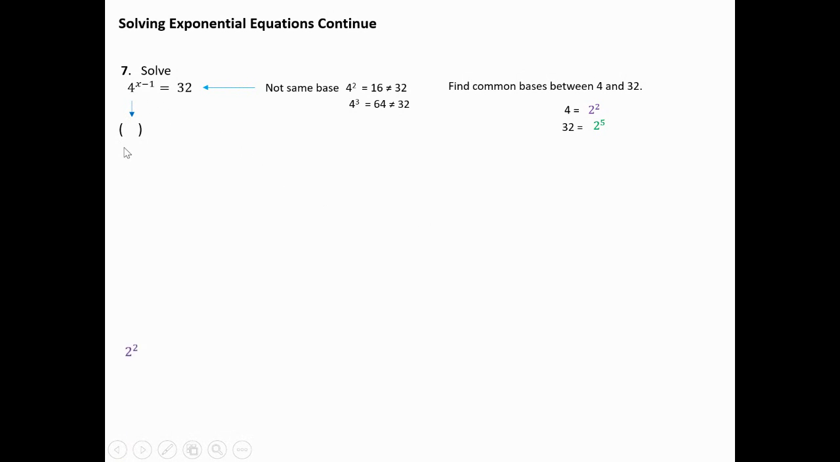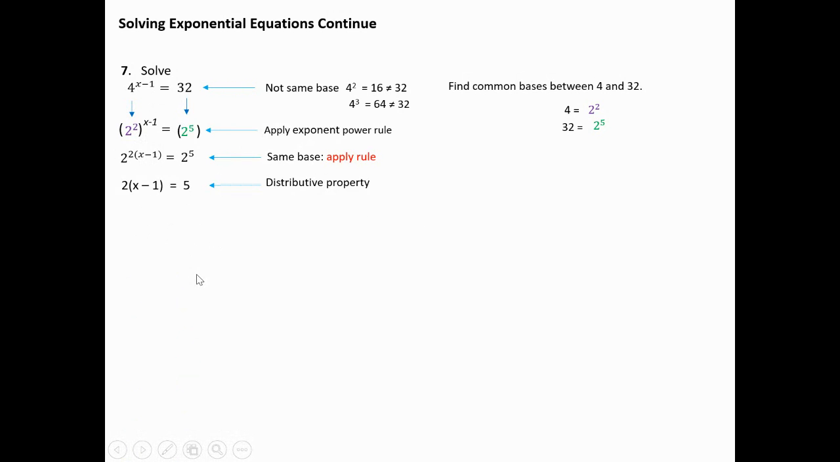So I'm going to plug in 2 squared where the 4 is and bring down the exponent, which is x minus 1. And I'm going to substitute 2 to the 5th power for the 32. Then here on the left side, I apply the exponent power rule, which means when you have a power to a power, you multiply the powers. Now we got the same base. So now the rule can be applied. So we let the exponents equal each other, and we solve for x.